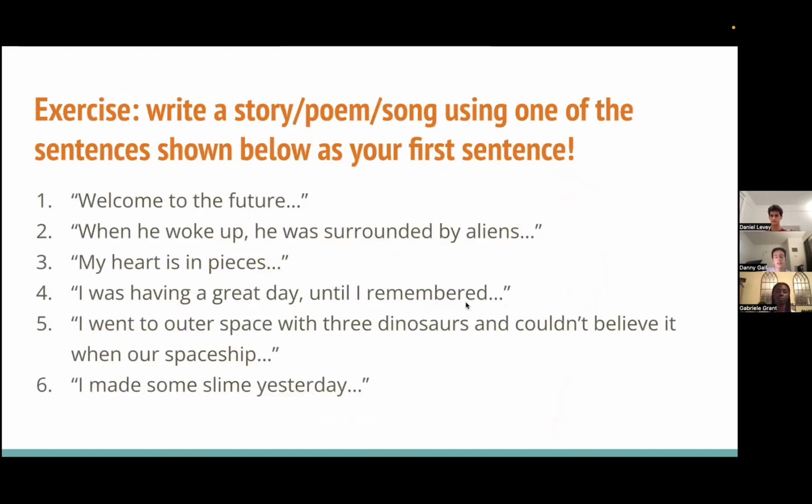To conclude our presentation, we want you to try this exercise. Write a story, poem, or song, starting with one of the sentences listed, and refer back to all that we've discussed to hone your creative writing skills.